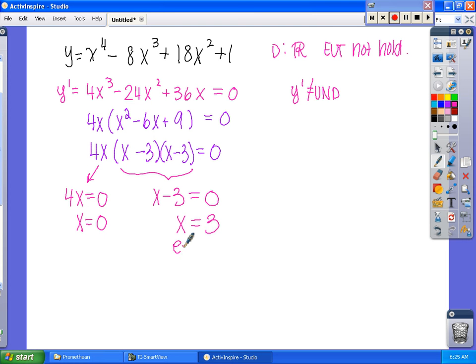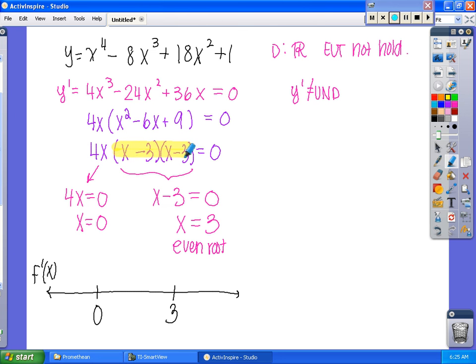Oh, not an even root, I'm sorry. Oh yeah, it is an even root. Okay, so now we want to make our sign chart here. We're making our sign chart off of f prime of x. On my sign chart I'm putting in 0, and I'm putting in 3. Something helpful to know is that if you are dealing with an even root, we don't even need to look at it when doing our sign chart. So what that means for us is I'm only going to care about the values in 4x.